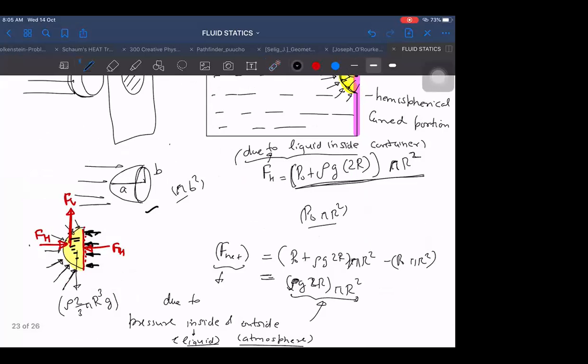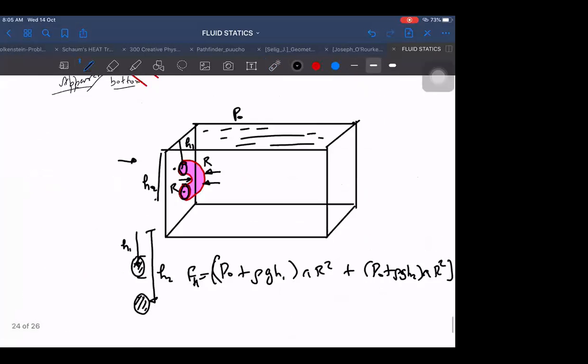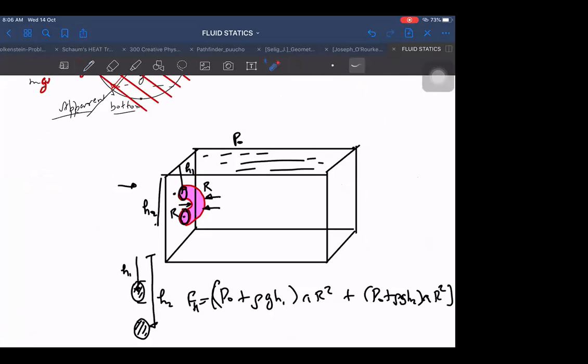So what is the answer now? What is the vertical force on this? The vertical force is just equal to the weight of that curved, protruding portion, that is 4 by 2 by 3 pi r cube into rho into g. Simple. This vertical force is also called the buoyant force. The horizontal force we don't call buoyant force, but the vertical we call buoyant force.